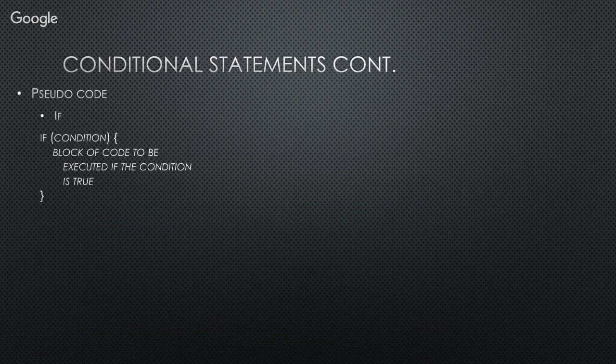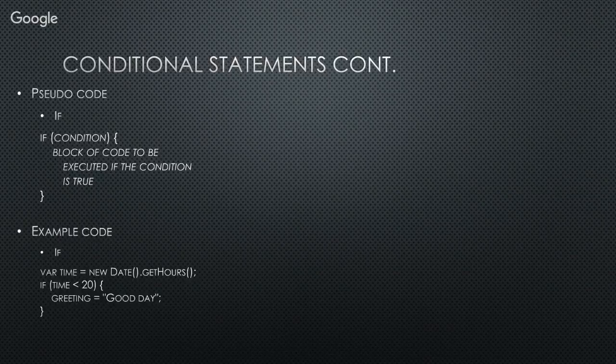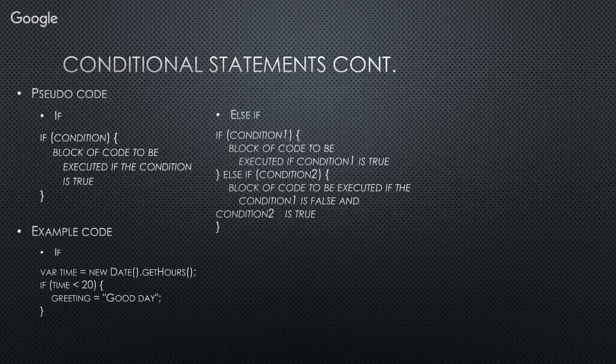And so here we have our pseudo if. This is just the basic: if a condition is true, then do this code. In this example, you're going to get the hours using 24-hour military time. If the time is less than 20, then your greeting is good day. That's it. That's the if. It's really powerful and used commonly, but it's also used in connection with the else if.